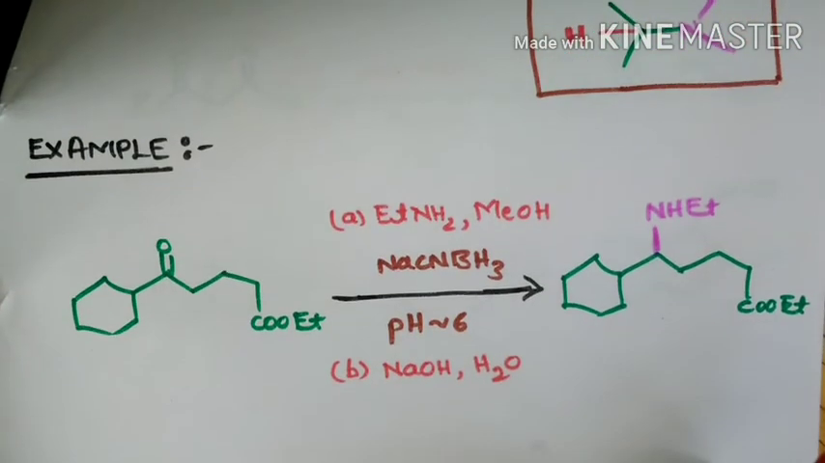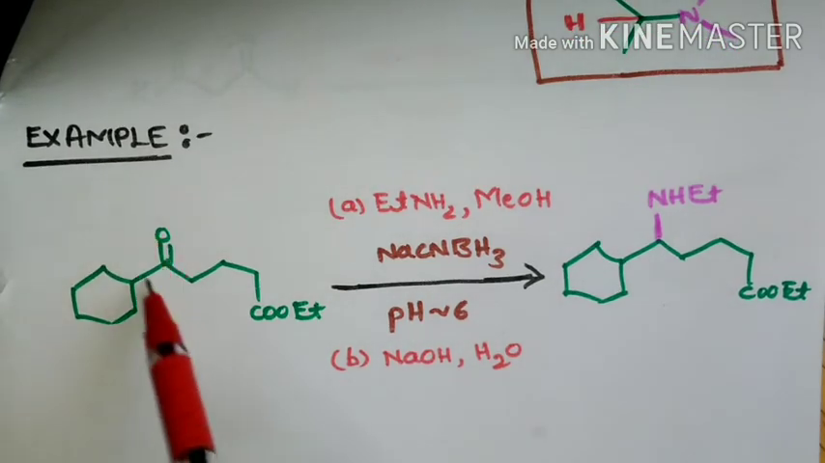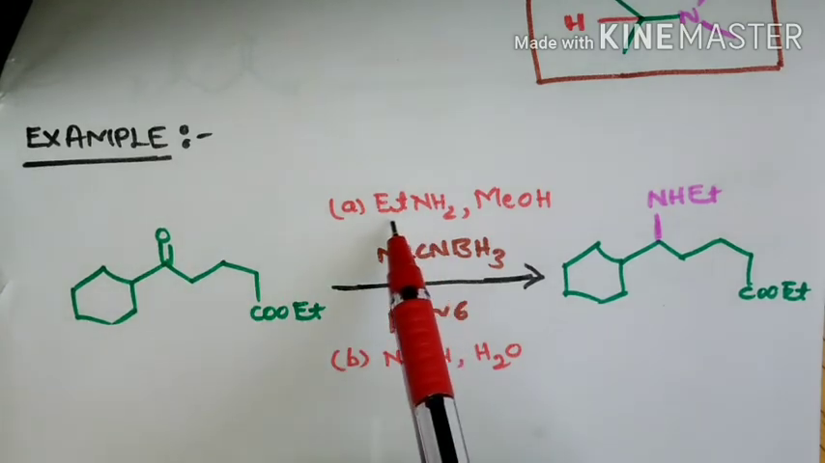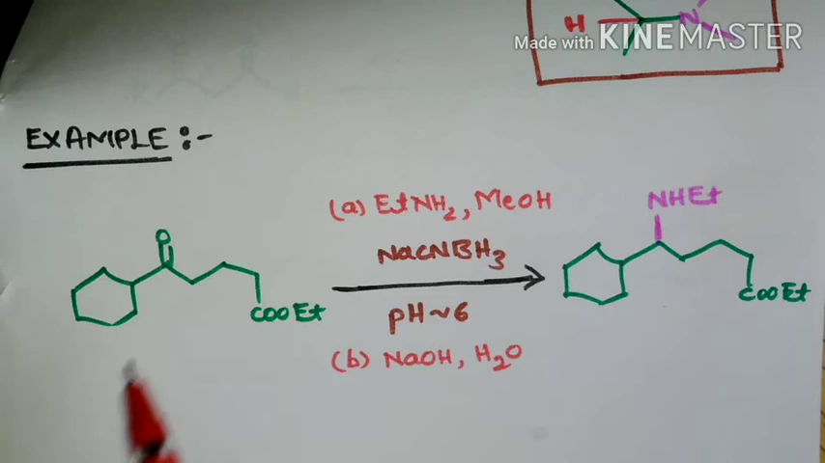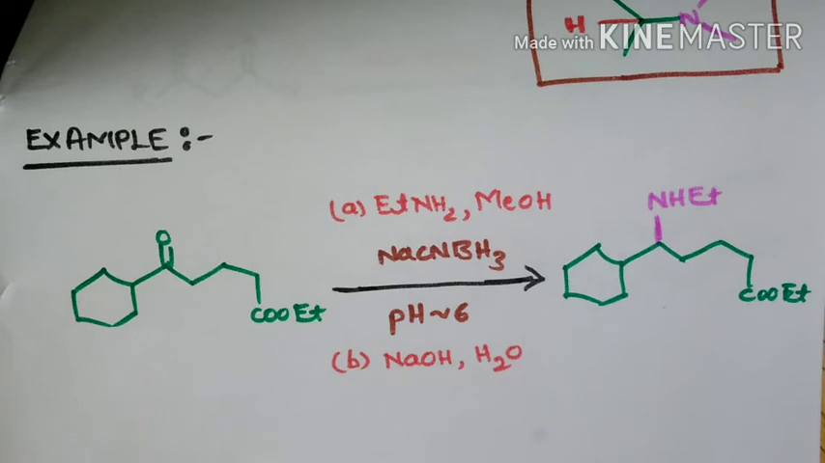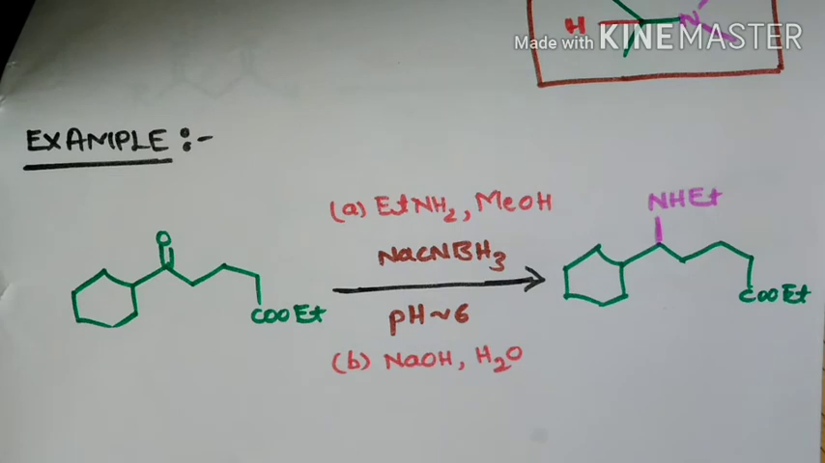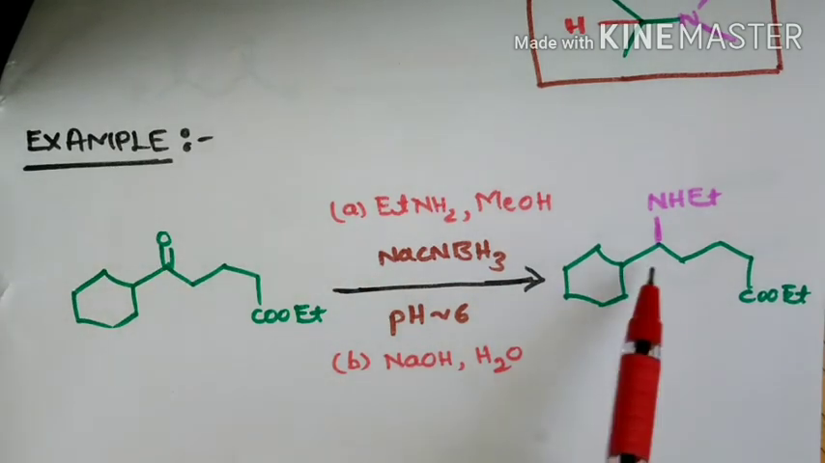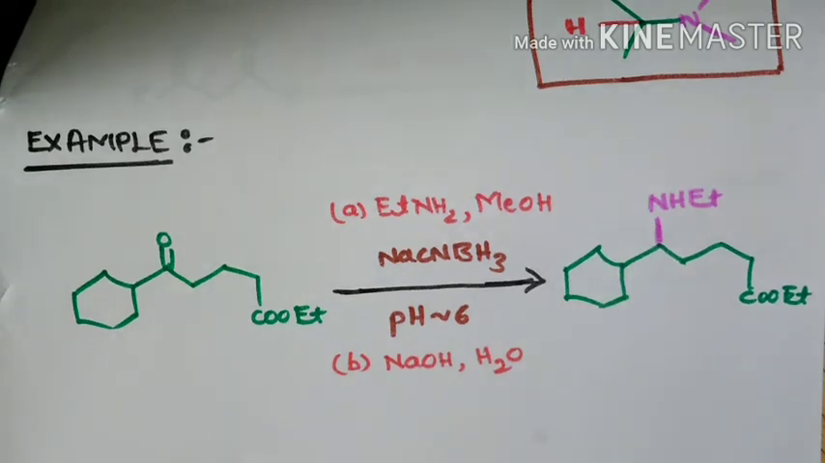And an example for this reductive amination reaction is as follows. Here you can see this keto group upon treatment with ethylamine in methanol is going to form an iminium salt derivative, and that iminium salt will be reduced by sodium cyanoborohydride, pH range of 6, to the corresponding amine derivative. So here the carbonyl group has been reduced to the corresponding amine derivative. So this is an example for reductive amination.